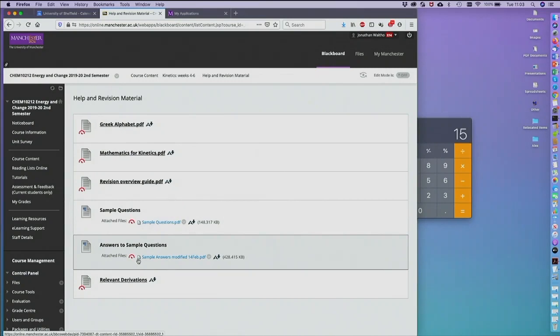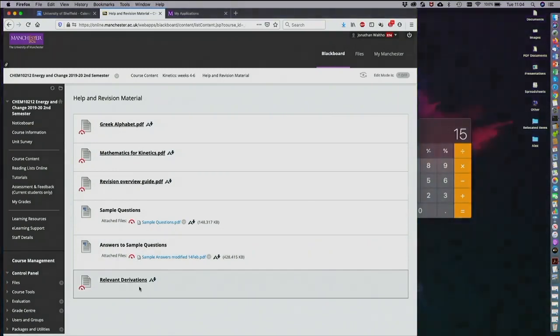There were a few gremlins in these model answers. I think we've found them all, but there may be 1 or 2 others. If you do find any oddities, do let me know and I'll sort it out. And then finally, this file at the bottom, this is some relevant derivations. So I'm not going to go through the maths of various derivations of the equations I show you. It won't take too long. But if you want to read where they come from, specifically if you're of a mathematical bent, you like that approach to chemistry, then they're all in here, and by all means have a look at them.